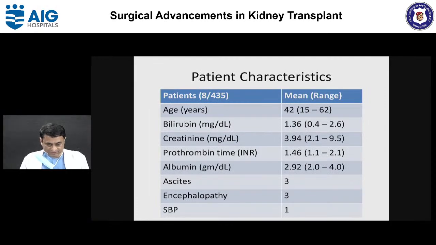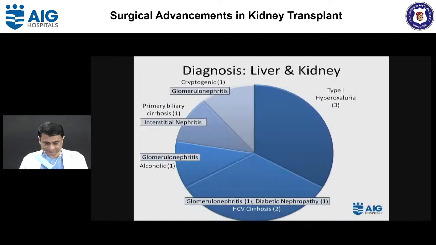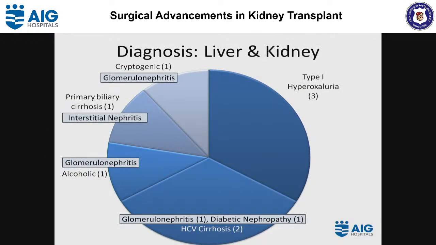Over the last 5, 5.5 years or so, we have done only about 8 patients. The mean age was 42. If you see this, the bilirubin values were not very high. Creatinine was roughly about 4. Three of them had ascites, and in fact 3 of them had pretty bad livers. If you see the split-up, we had 3 patients with hyperoxaluria, and the remaining were patients with primary liver disease.